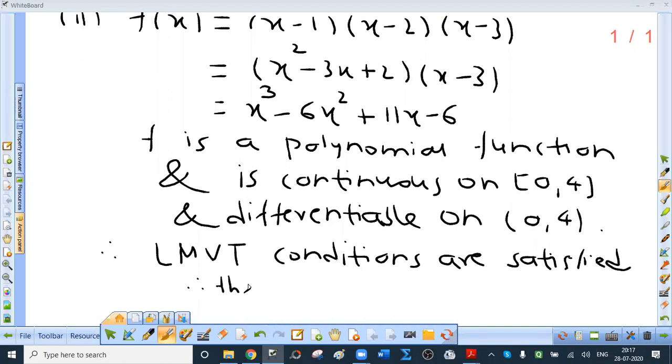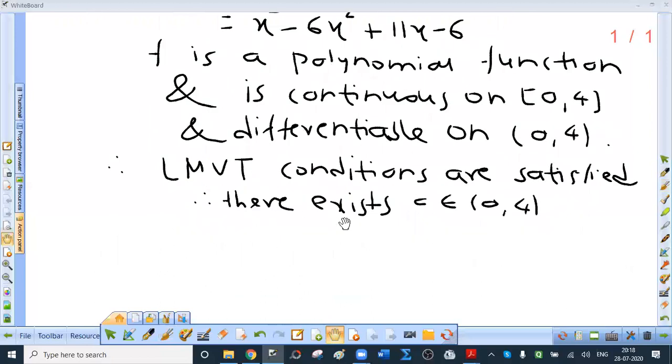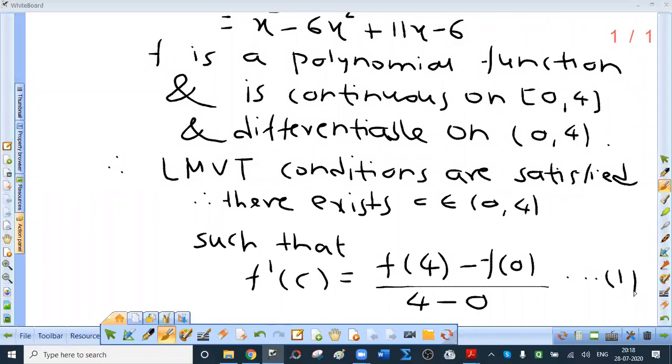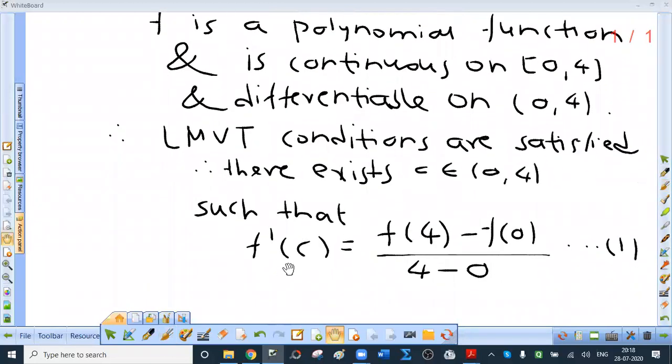Okay, so LMVT conditions are satisfied. Therefore, there exists, see, this is not at all difficult. If you know the theorems, you can easily find the answer. There exists small c belonging to the open interval 0, 4, such that f dash of c is what? F of 4 minus f of 0 upon 4 minus 0, number 1. Now find out all these values, substitute.